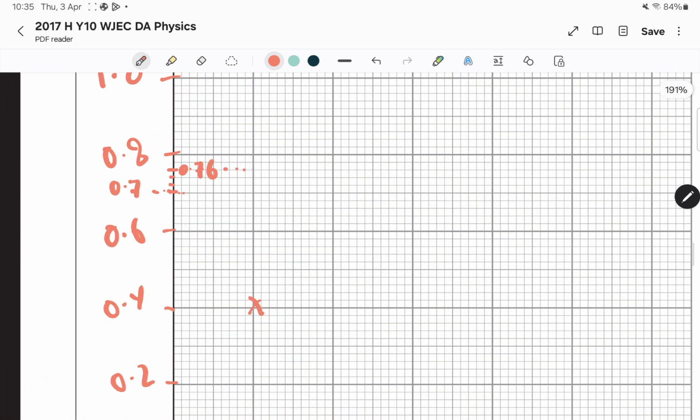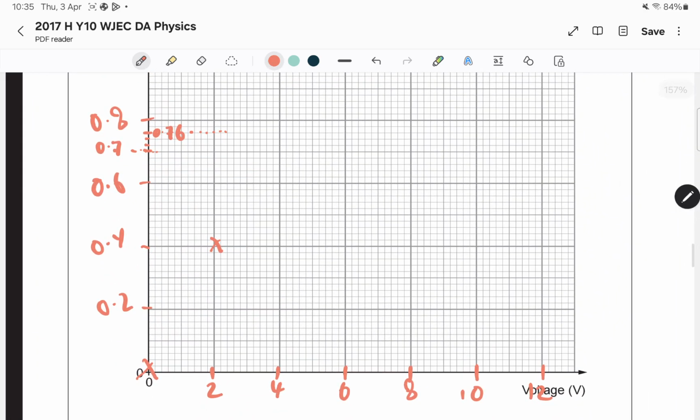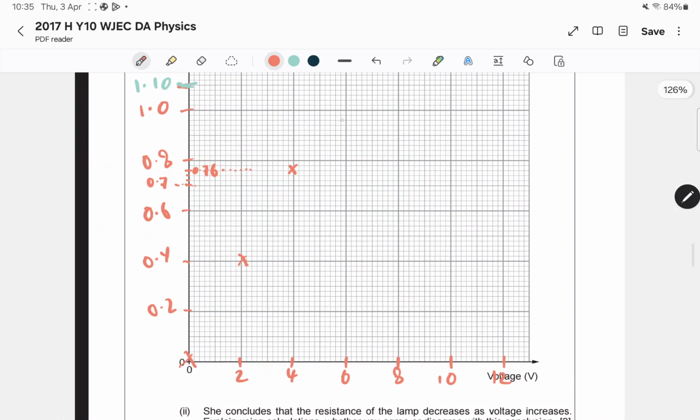So let's come along here. Each little square is worth 0.02. So 4 and 0.76. 6 and 0.94. Same scale. 10 and 1.08. And 12 is 1.10. Now that's not a straight line, is it?